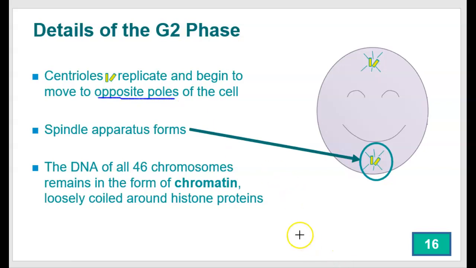And in addition, these centrioles begin forming additional microtubules. And these microtubules arrange to form what we call a spindle apparatus. This spindle apparatus is important for moving the chromosomes around during nuclear division. During this time, the DNA is still in a form of chromatin, loosely coiled. You cannot see it. It's not condensed.